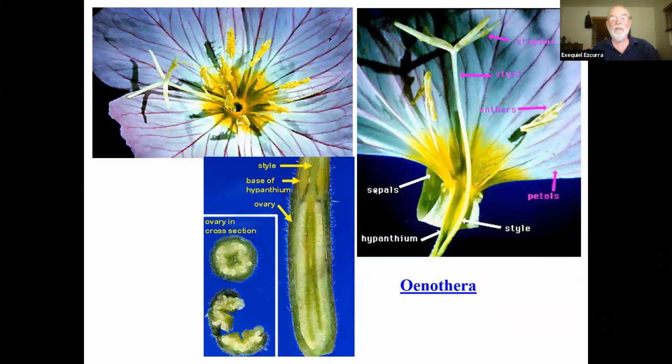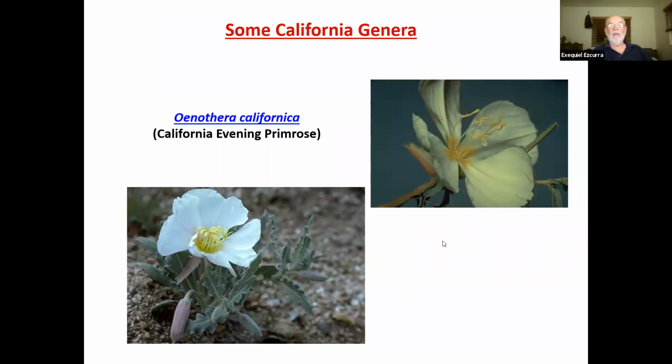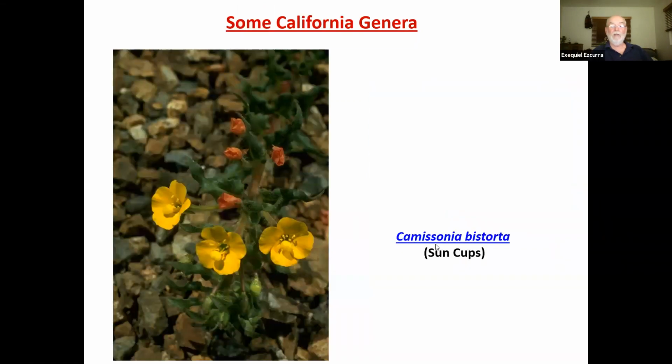This is more near to Southern California, Oenothera californica, where you can see the same structure. The ovary is well below. From it, you get a hypanthium coming up. You can see the hypanthium here, and the flower parts are on top. Some California genera, Oenothera californica, California's evening primrose. Possibly during the live lecture, we're going to do a dissection of one of them. It's a really beautiful plant.